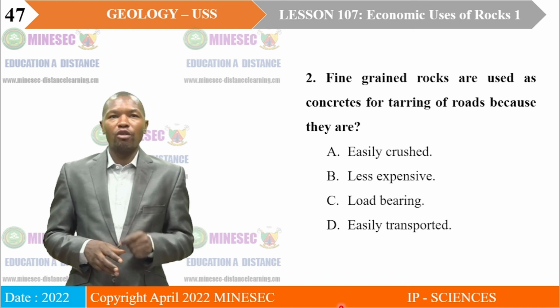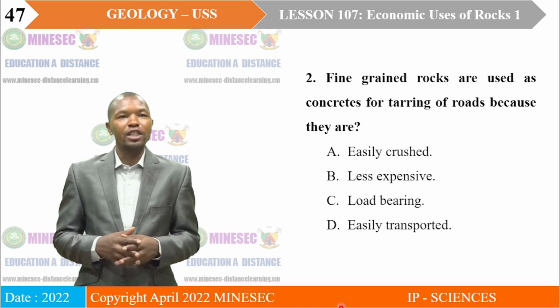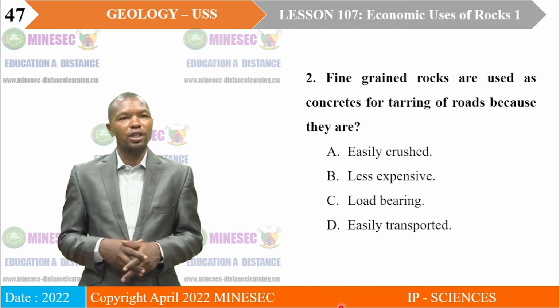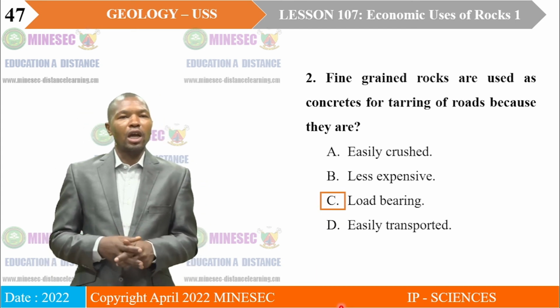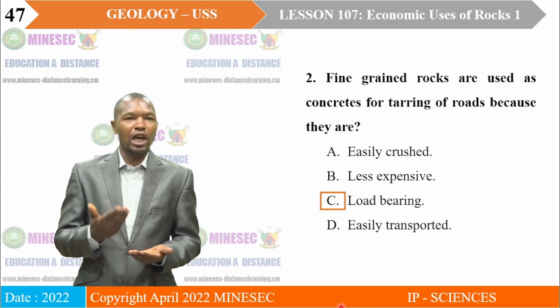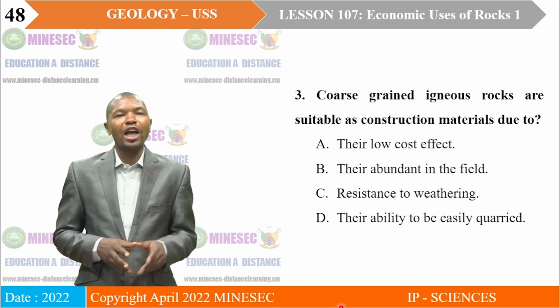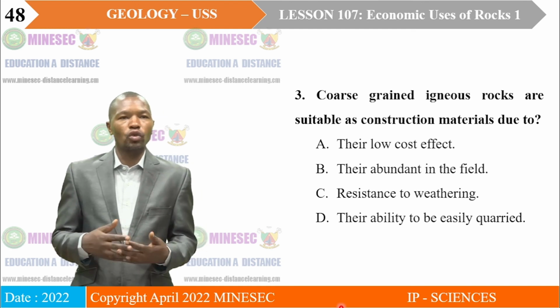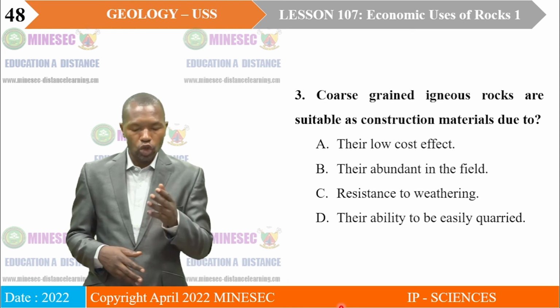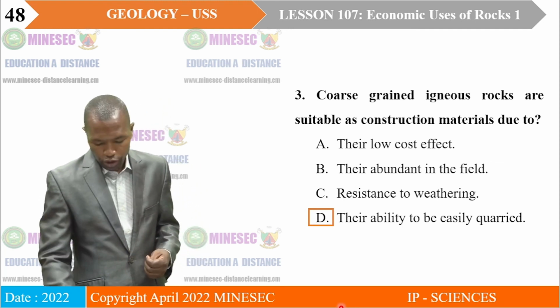Now, two: fine grained rocks are used as concrete for tarring of roads because they are A, easily crushed, B, less expensive, C, load-bearing, and D, easily transported. Correct answer is C, they are load bearing. That is why they can be used for carrying roads. They can carry the load of any car that passes on them. Three: coarse grain igneous rocks are suitable as construction materials due to A, their low cost, B, their abundance in the field, C, resistance to weathering, and D, their ability to be easily quarried. The correct answer is D, the ability to be easily quarried makes them useful as construction materials.